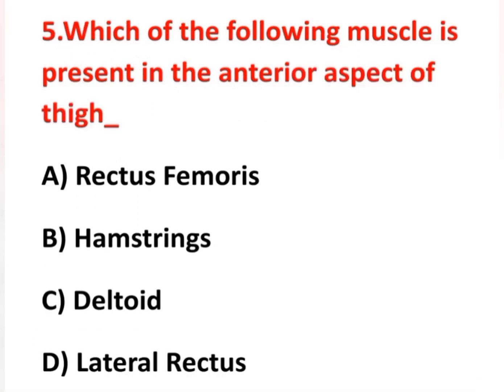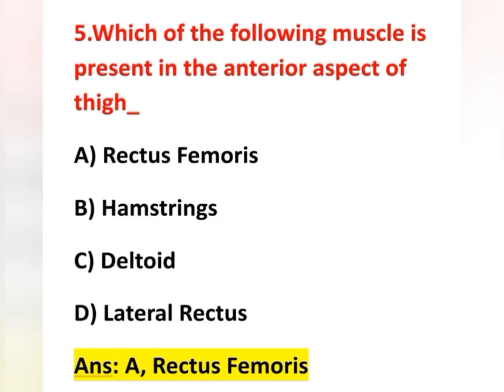Fifth question, which of the following muscle is present in the anterior aspect of the thigh? And the options are: option A, rectus femoris; option B, hamstrings muscle; option C, deltoid muscle; option D, lateral rectus muscle. Here the question is, which muscle is present in the anterior aspect of the thigh? That is the question. So here correct answer is option A, rectus femoris is the correct answer.